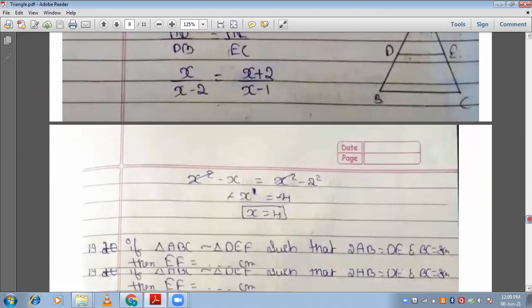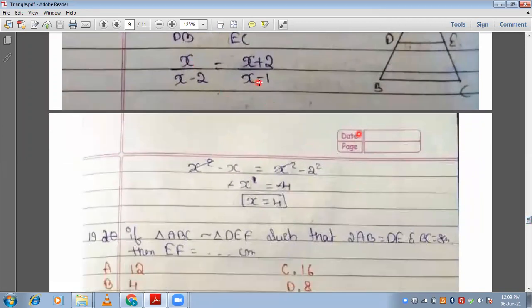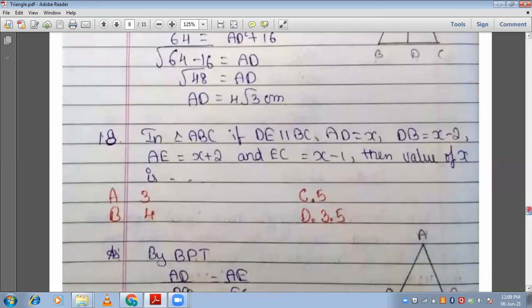Now cross multiply. x into x minus 1 is x square minus x, equal to x minus 2 into x plus 2. a plus b into a minus b is a square minus b square, meaning x square minus 2 square. x square gets cancelled. Minus x is equal to minus 4. So minus minus gets cancelled, and you will get x is equal to 4 centimeter. So which option is right? Option B is correct. The value of x is 4.